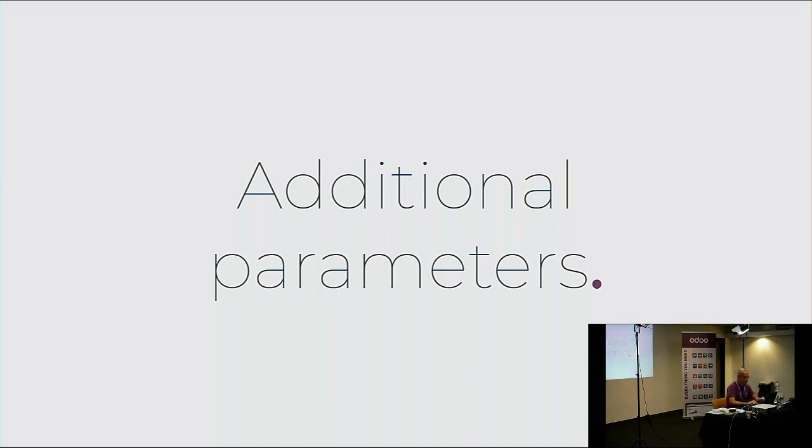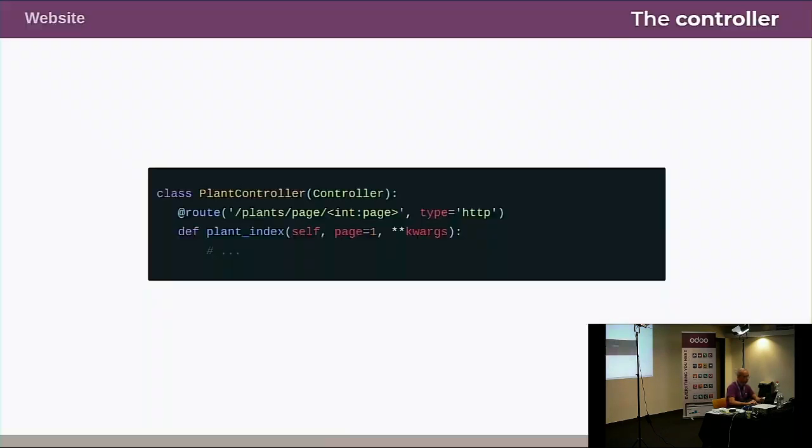So let's talk about the additional parameters that we can put in a controller. So in the declaration, as you can see, I can specify that in my URL I need to have an argument that is a page. And we can also observe here that I put a default argument for the page. So if none is provided, we will have one by default.